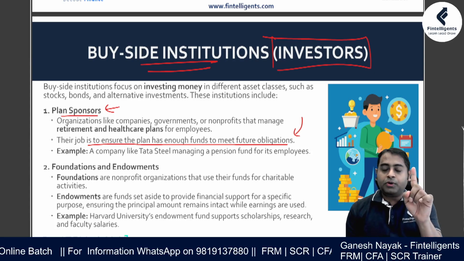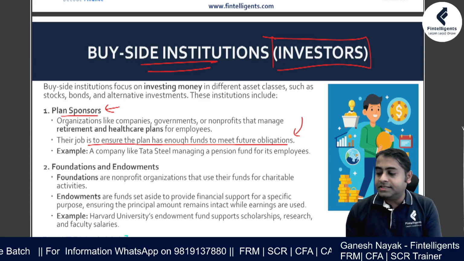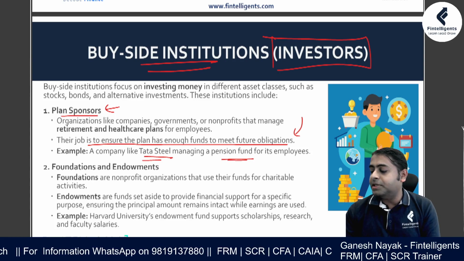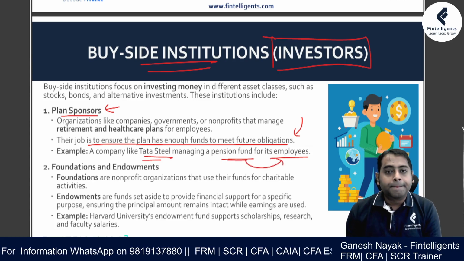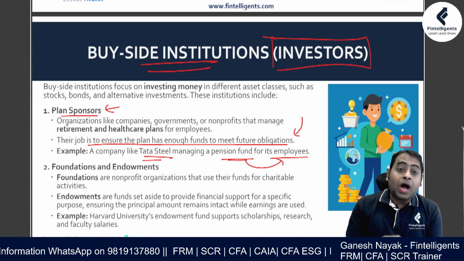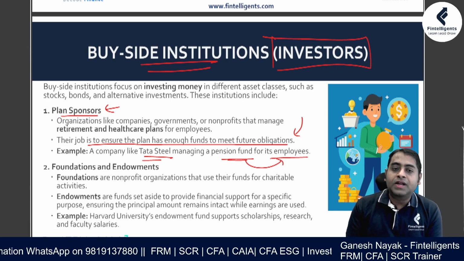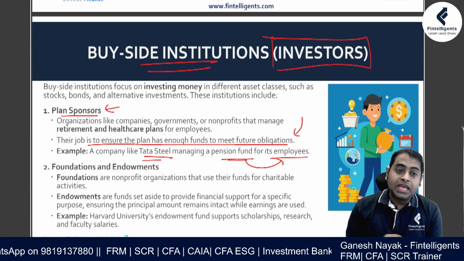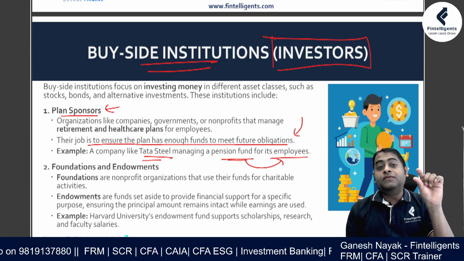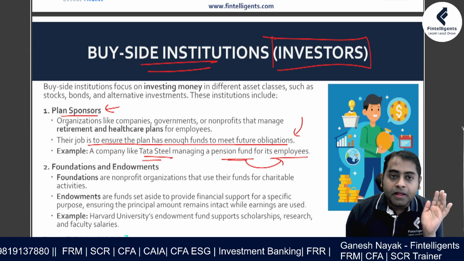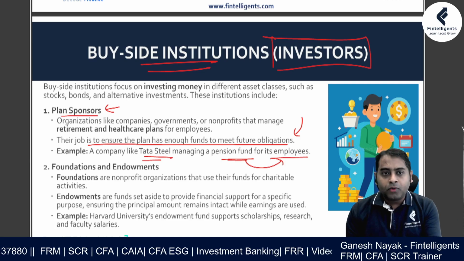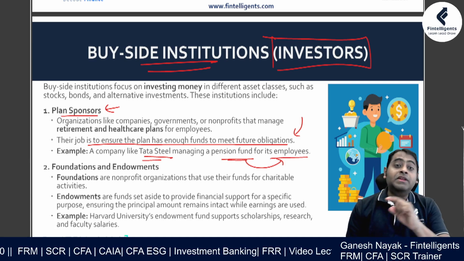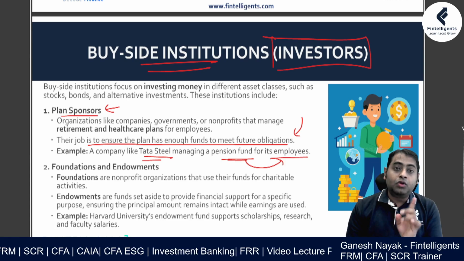So first point, plan sponsor. Look at the example, Tata Steel managing a pension fund for its employees. Only those who are or were employees of Tata Steel can become a part of that pension fund. If I go and buy a pension fund which is available to the general public, like Kotak also has a pension fund, that is available to everybody in the market, not specific to any company.